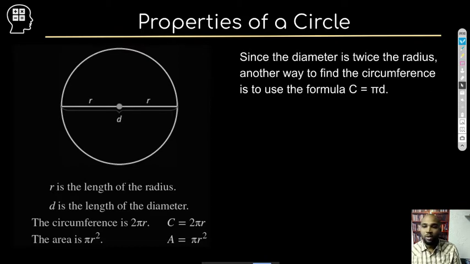All right, since the diameter is twice the radius, the way to find the circumference can also use the formula circumference equals pi d. Why? Because circumference equals 2 pi r. Well, 2 times r is the same thing as just saying diameter. So you could have gotten rid of those two and just written d. So it's the same thing.